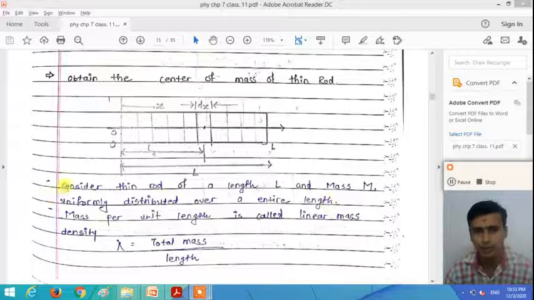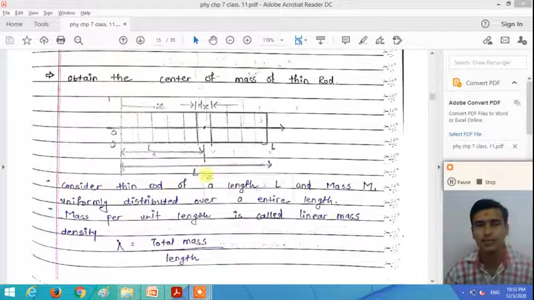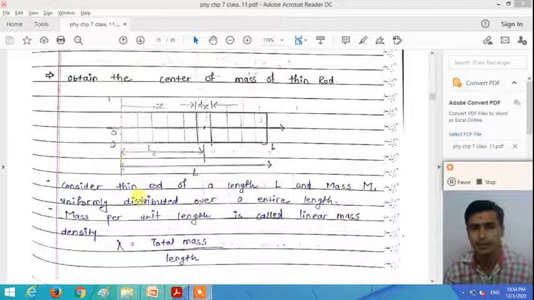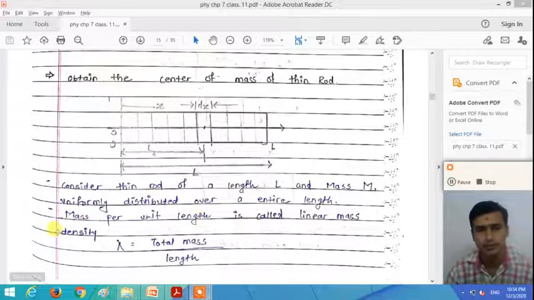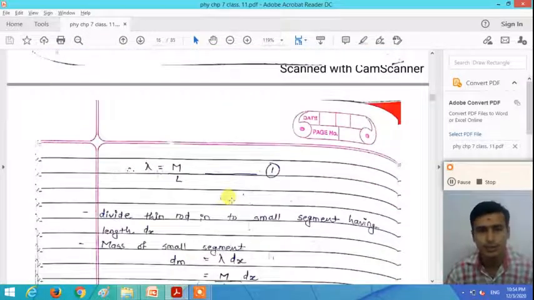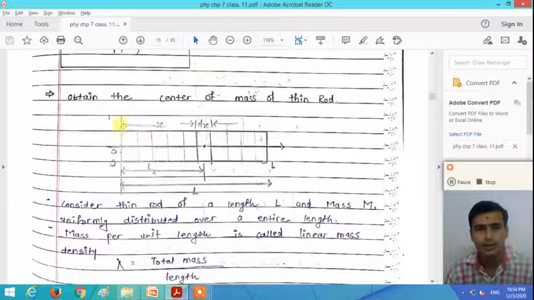To calculate the center of mass, first we calculate the linear mass density. Linear mass density is defined as the mass per unit length, and it is represented by lambda. So the linear mass density is equal to total mass divided by total length, that is, capital M divided by capital L. Now divide this thin rod into small segments of length dx.